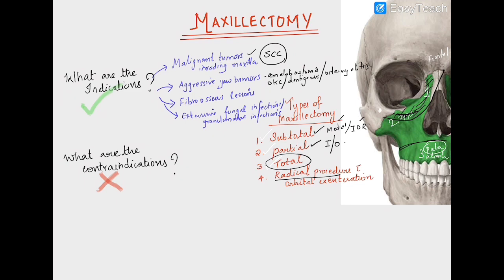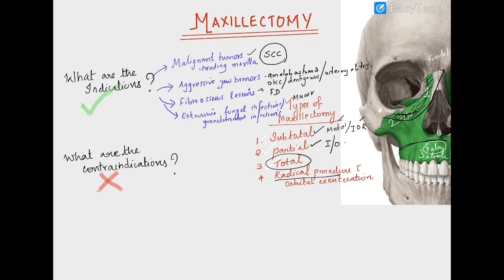In case of a few fibrous lesions like fibrous dysplasia and in case of extensive fungal infections. Nowadays, you know, in the COVID pandemic situation, mucormycosis is one of the most common complications of COVID. So if the mucor is going to invade the maxilla and enter into the maxillary sinus, usually we'll be going for the resection of the complete maxillary bone. So extensive fungal infections like mucor or cases like granulomatous infection, we can also go for maxillectomy. So all these are indications for maxillectomy.